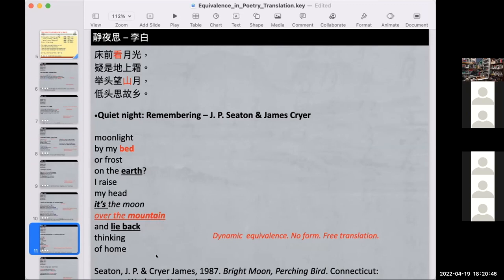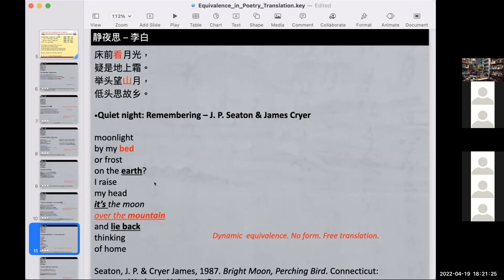He gives himself more liberty in terms of form. So this is dynamic. Since he preferred to render it in this way, this is dynamic. He thinks that this sounds better and more natural in English, and will appeal more to the modern English reader. And of course, we can see that there is no accentual rhythm, and there is no certain form. It's free translation.